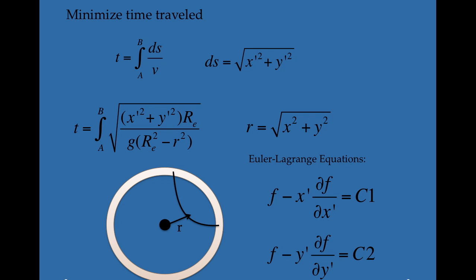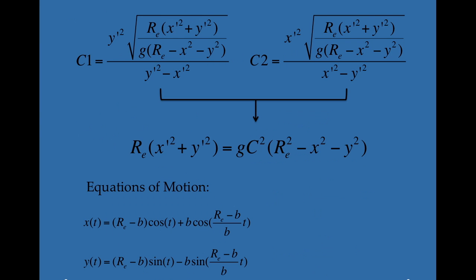Plugging in our respective equations, we can find the Euler-Lagrange equations in this form, as they do not depend on time. After going through the integration, we find two coupled differential equations. Combining these two equations and solving, we find our equations of motion shown. These parametric equations represent those of a hypocycloid.